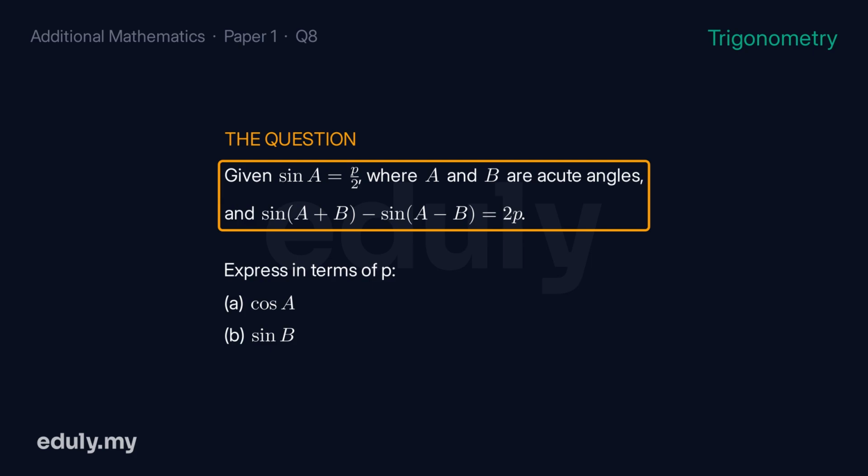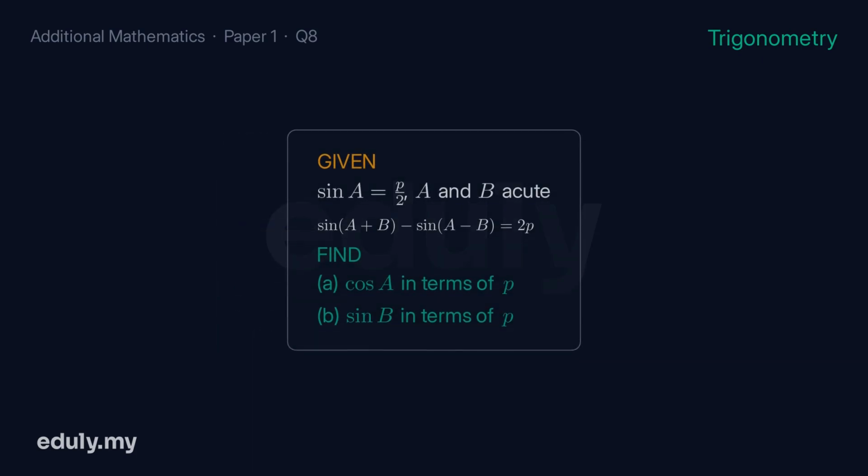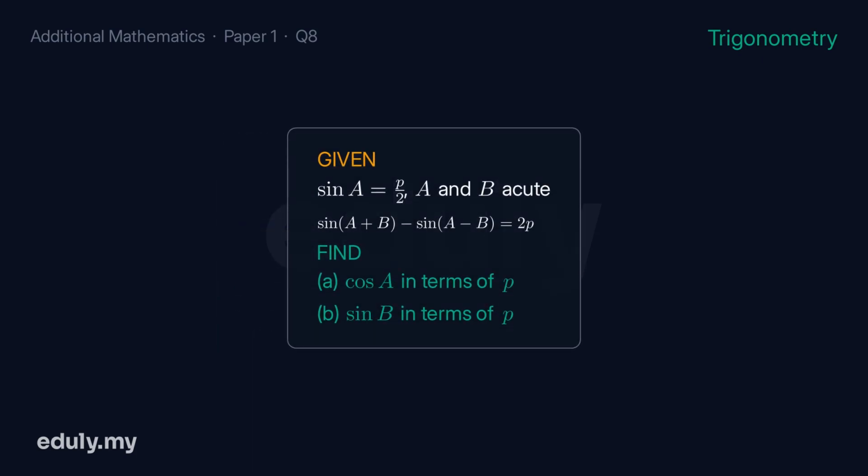The given data: sine A and the compound angle equation. Our targets: cosine A and sine B, both in terms of p. So here's what we're working with. Sine A is p over 2, the compound angle difference equals 2p, and we want cosine A and sine B.